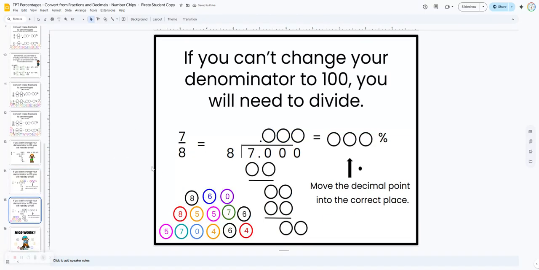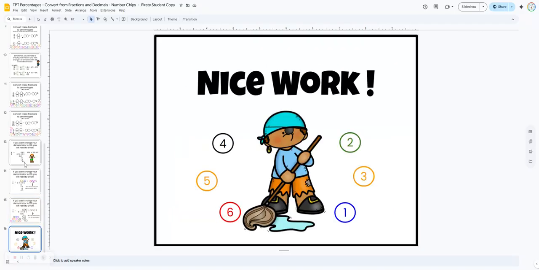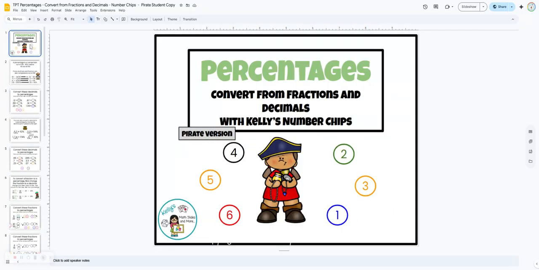Now, the last one, they have to do all of the work themselves. They've got all the numbered chips they need, and they need to move that decimal point. They get a nice work at the end when they finish the final slide. So this is the pirate version of percentages converting from fractions and decimals.